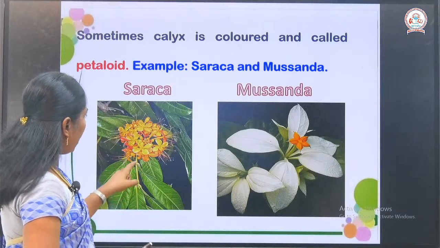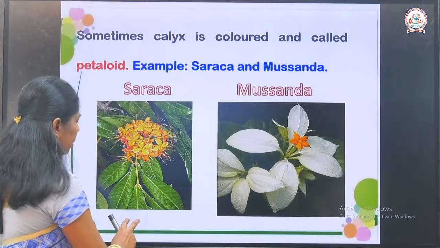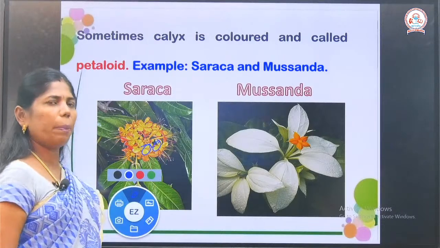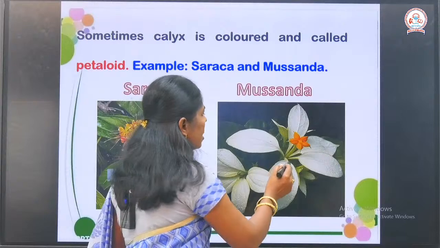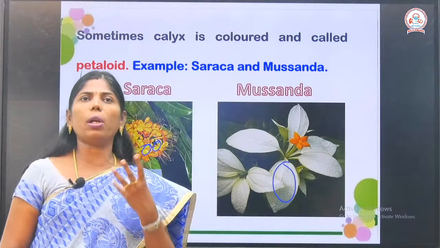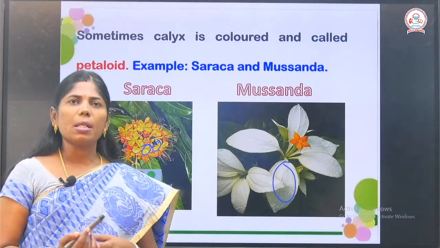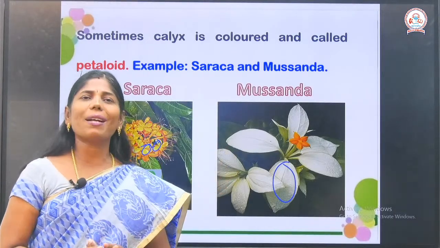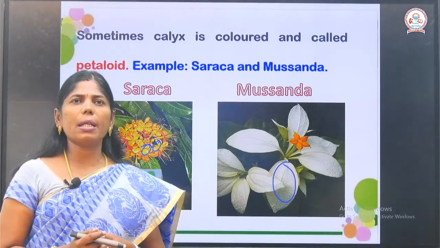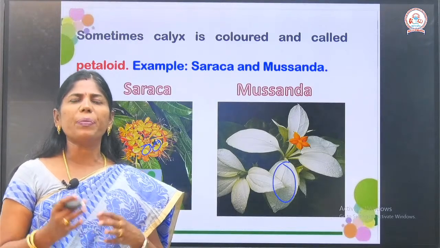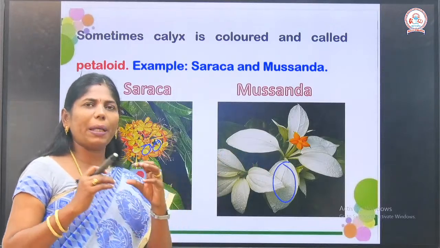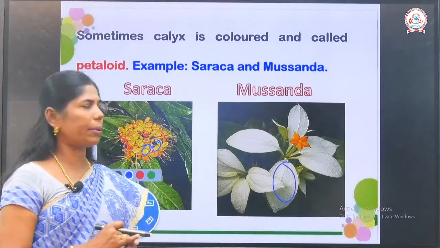This is Saraca. Actually, the lower region here is the calyx, but the calyx looks like petals. Here this is Mussaenda. This is a calyx, but it looks like a flower, like a corolla. So that is the petaloid condition. What is the function of the petaloid calyx? It attracts insects for pollination, that is, cross pollination by insects. When it is beautiful like petals, it attracts them.